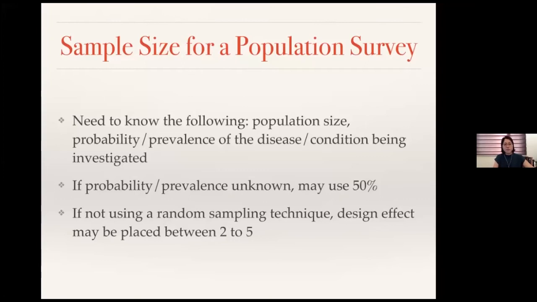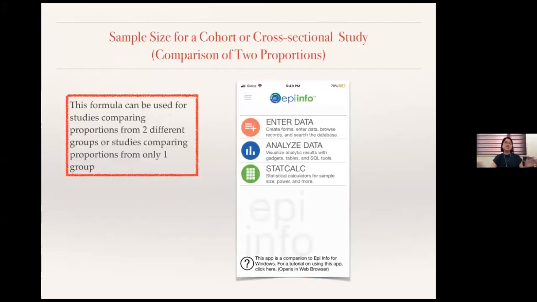So remember, if you're not using a random sampling technique, always change your design effect to between 2 to 5. No? It depends on you, on how bad you think your sampling technique will be. Now, let's move on. So that finishes the population survey. No? Now, let's talk about two proportions.